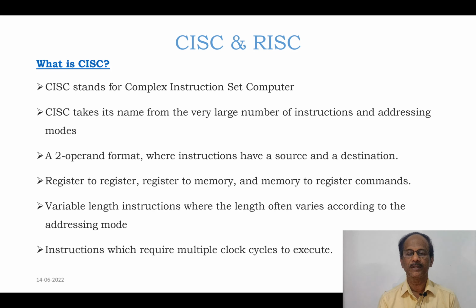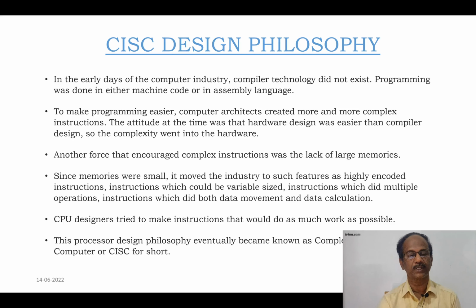Another feature of CISC processors is that the instructions have variable length. It can be single cycle instructions, two cycle instructions, three cycle instructions, and so on. And the length varies according to the addressing modes. So complex addressing modes are available with the CISC architecture, and the length also varies. And these are instructions that require multiple clock cycles to execute.